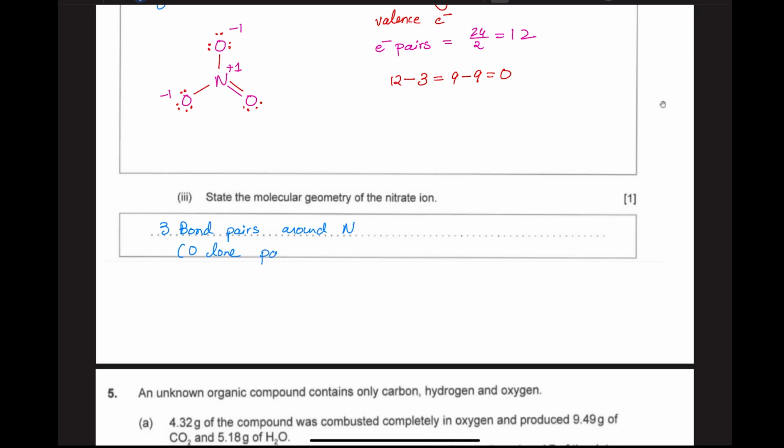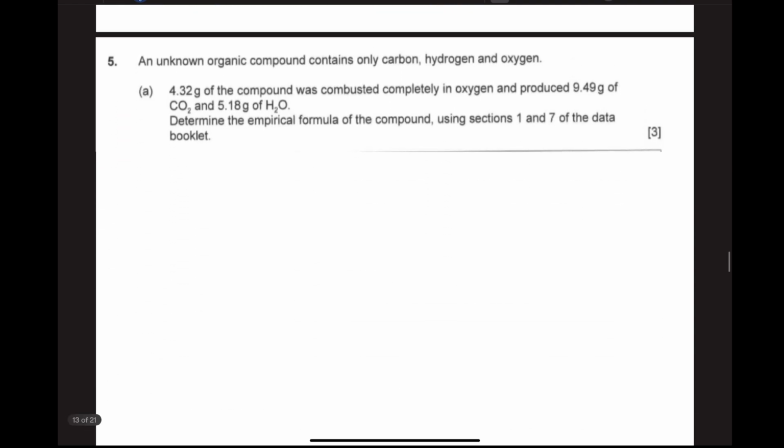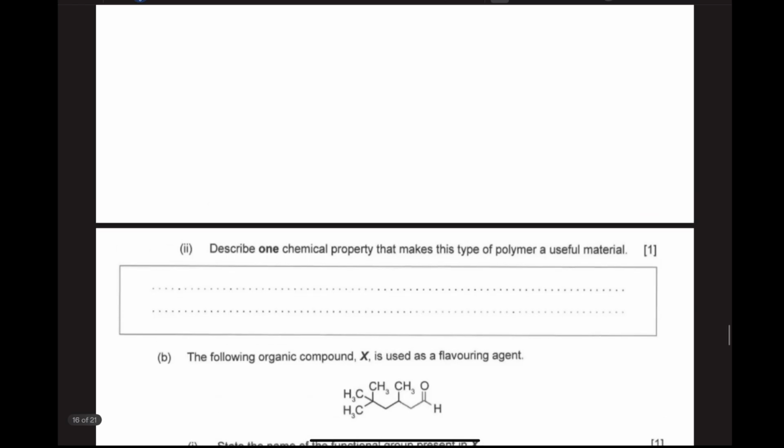So 3 bond pairs and no lone pairs will give you a trigonal planar geometry. Trigonal planar, done. Now the last question. Wait, no, it's not the last.